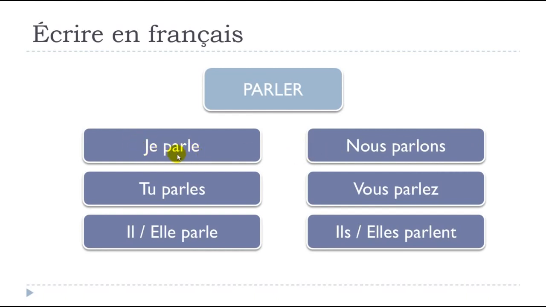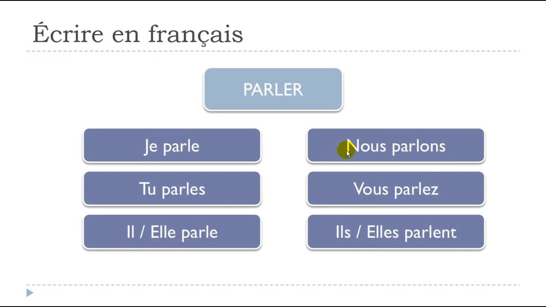Okay, so basically you've got here this je and it's I. Je parle, I talk, I speak. Tu, and tu is for you, okay, and it's the singular form. Tu parles, here, you talk, you speak. Il, it's for the masculine form, he, il, and then elle, feminine form, she, elle. Okay, so il, elle, and then we've got the same form, parle.